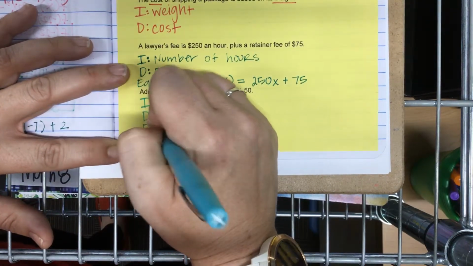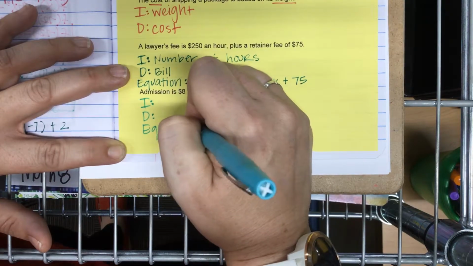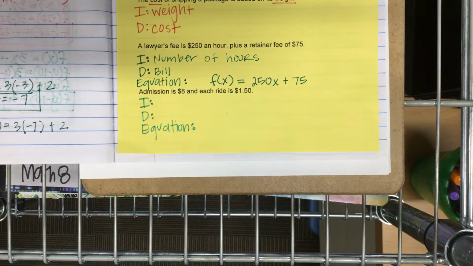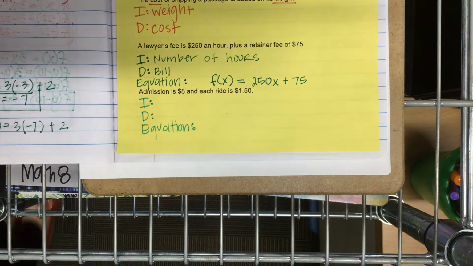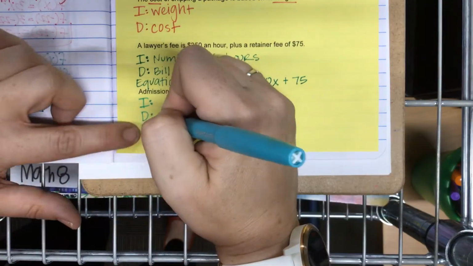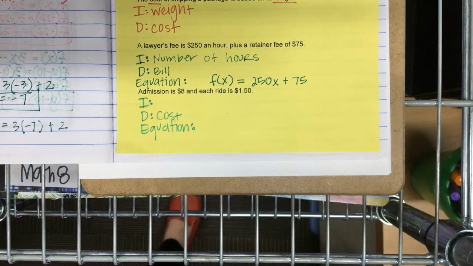All right, let's try this one. Admission is $8, and each ride is $1.50. What do I put in, and what do I get out? What goes into the problem? What comes out as my answer? Well, in the end of this day, I will have spent money. Is that true? So, the cost, right? Usually my answer is the amount of money that I spend.